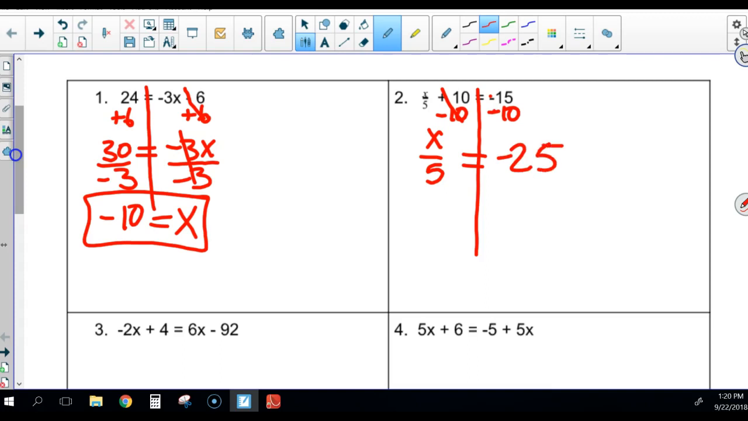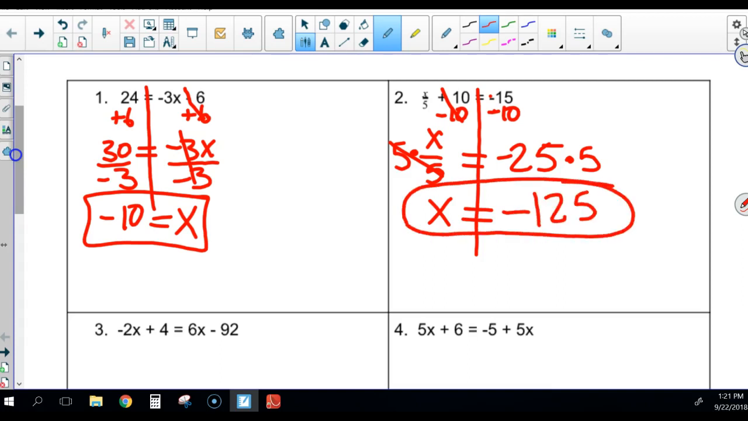X is being divided by 5, so to cancel out division, I multiply both sides by 5. 5's cancel out. I got x equals -25 times 5 is -125.